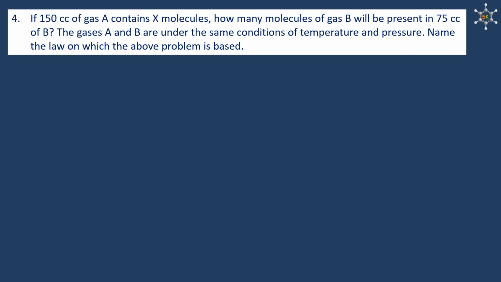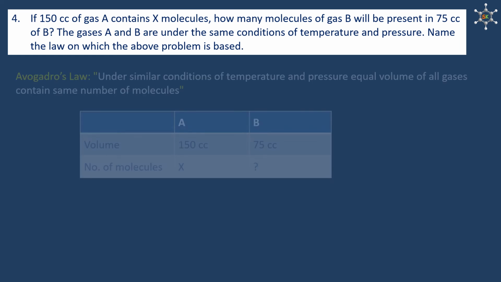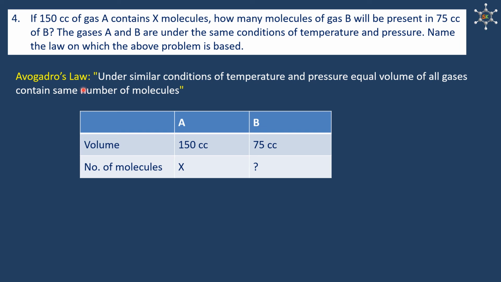If 150 cc of gas A contains X molecules, how many molecules of gas B will be present in 75 cc of B? The gases A and B are under the same conditions of temperature and pressure. Name the law on which the above problem is based. Certainly, the law is nothing but Avogadro's law.